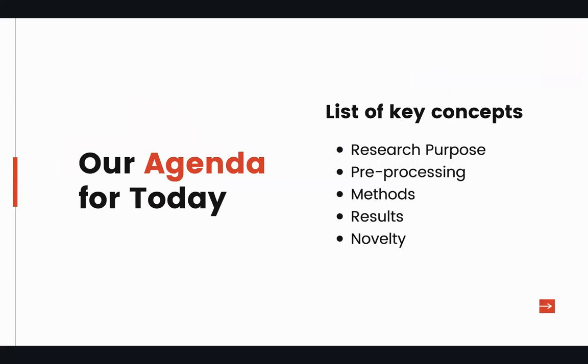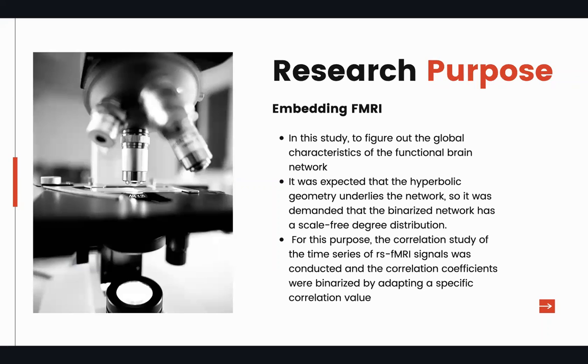So the agenda for today is that I'll try to express the research purpose, processing, methods, results, and also the novelty of my research. First of all, about the research purpose: in most real-world networks, geometry plays an important role in organizing the network. That's why in this study, I tried to figure out the global characteristic of the functional brain network. And it was expected that hyperbolic geometry underlies the network.